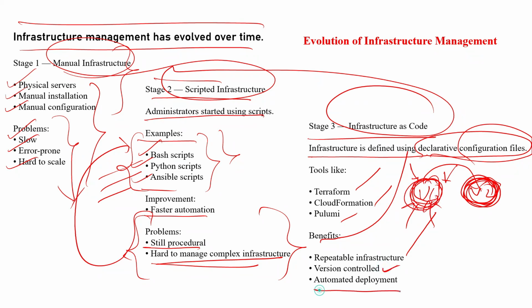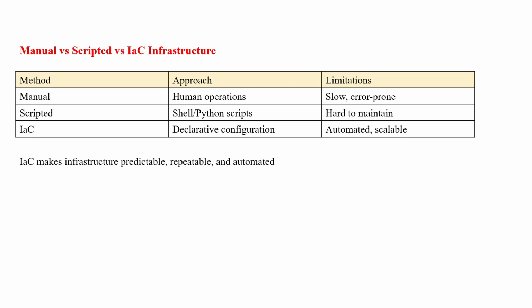And then we can achieve automated deployment. Whatever configuration we do with respect to the infrastructure or the software, everything we achieve with the help of automation. That means end-to-end deployment of your infrastructure is completely automated. So these are the 3 stages of infrastructure: manual, scripted, and IaC. Manual was the initial phase, which was stage one. It was completely human operations, manual stuff, which was slow and error prone.